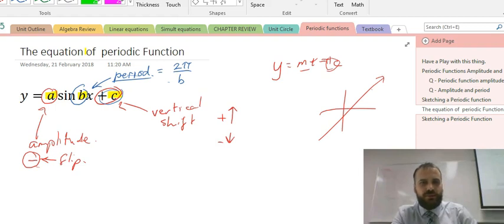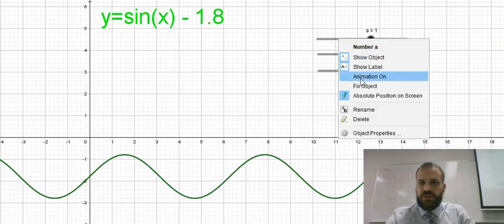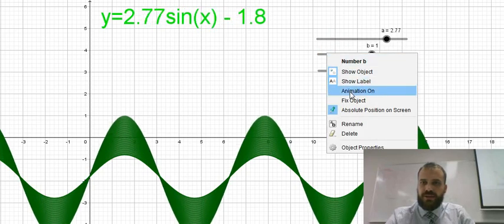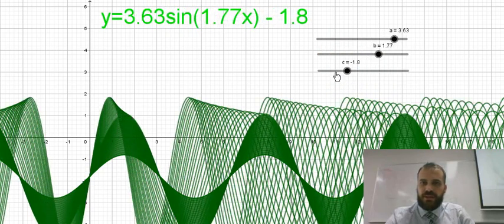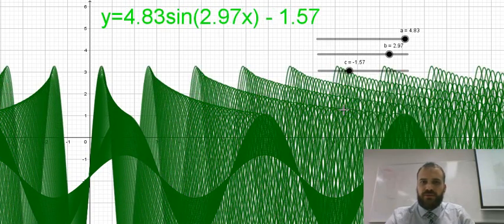So now we have a full equation of a periodic function, y equals a sine bx plus c. A affects the amplitude, b affects the period, and c affects the vertical shift.